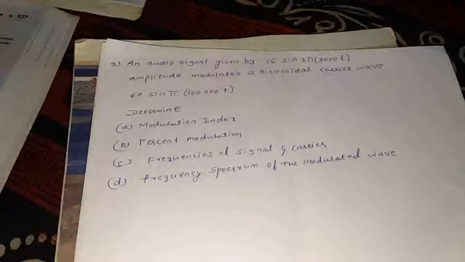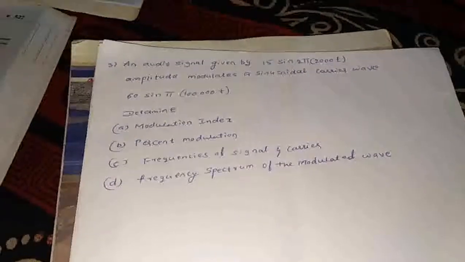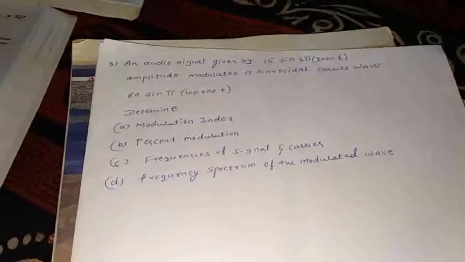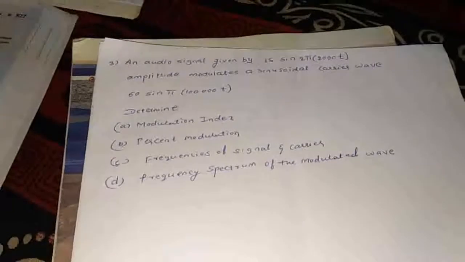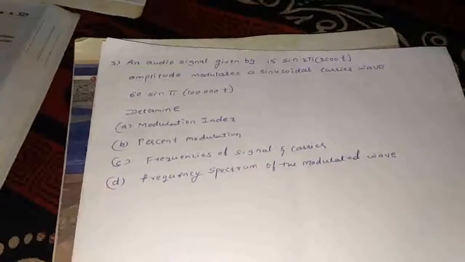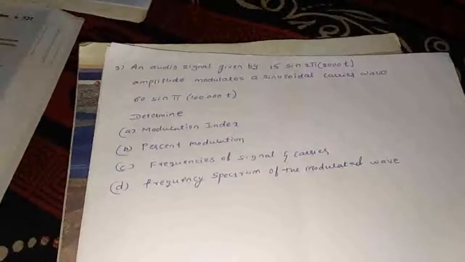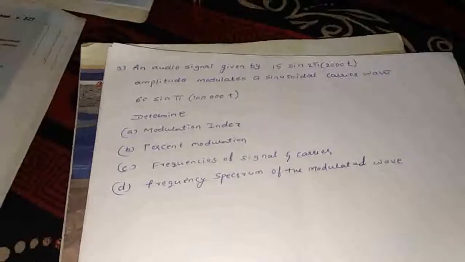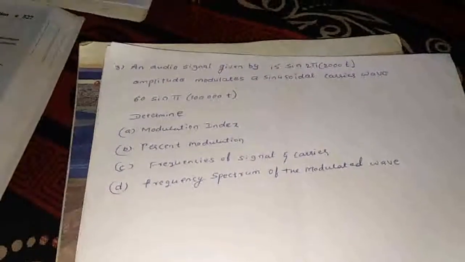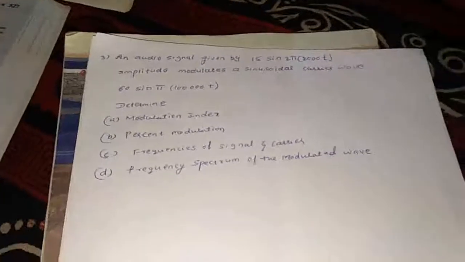And the next problem: an audio signal given by 50 sin 2000 pi t amplitude modulates a sinusoidal carrier wave 60 sin pi 1 lakh t. Determine the modulation index, percentage of modulation, frequency of signal and carrier, and frequency spectrum of the modulated wave.